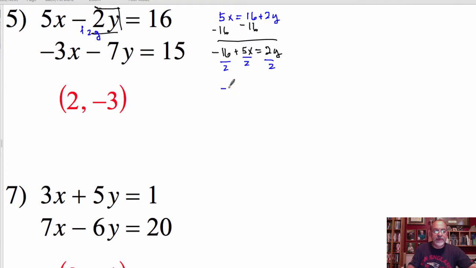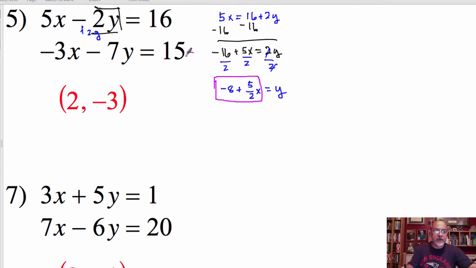16 divided by 2 comes out to be an integer. 5 over 2 I cannot do anything with, that's a fraction, so I'm just going to have to leave it. And then y is equal to this. So I have the letter y by itself, and so the y and this expression here are interchangeable. It's a fraction, but that's okay.